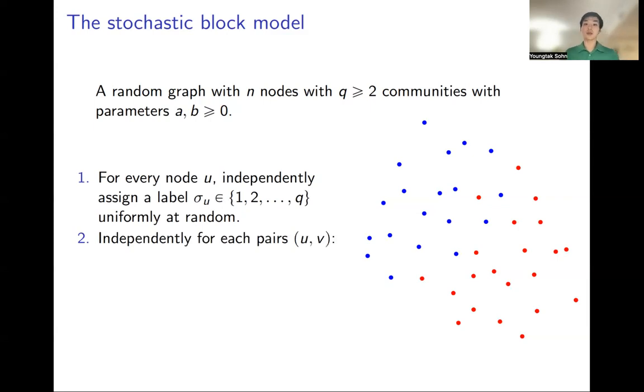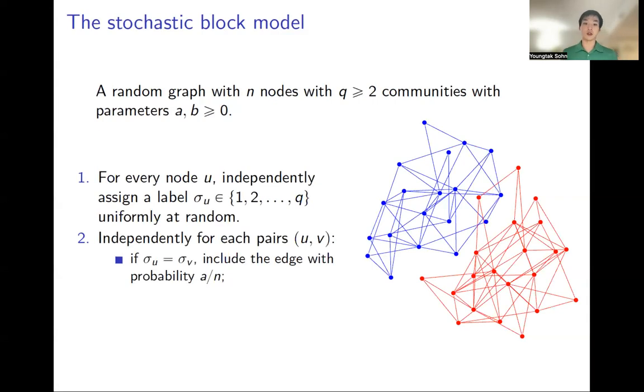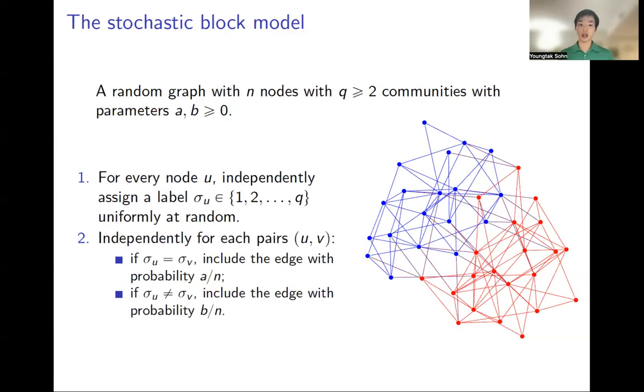And independently for each pair u and v, if they're in the same community, in other words sigma u equals sigma v, we include an edge with probability a over n. And if they're in different communities, sigma u is not equal to sigma v, then we include an edge with probability b over n. So if a is b, this is just a plain Erdős-Rényi random graph. However, if a is not equal to b, there is some hidden community structure that we wish to infer.